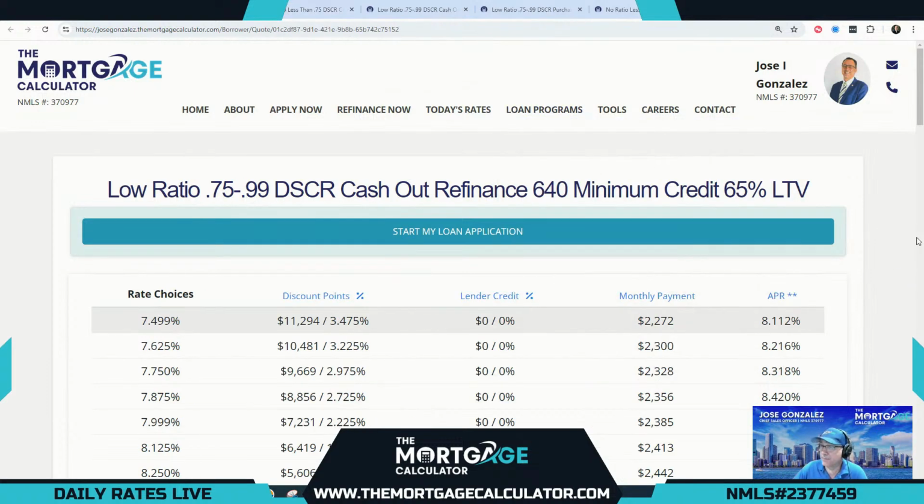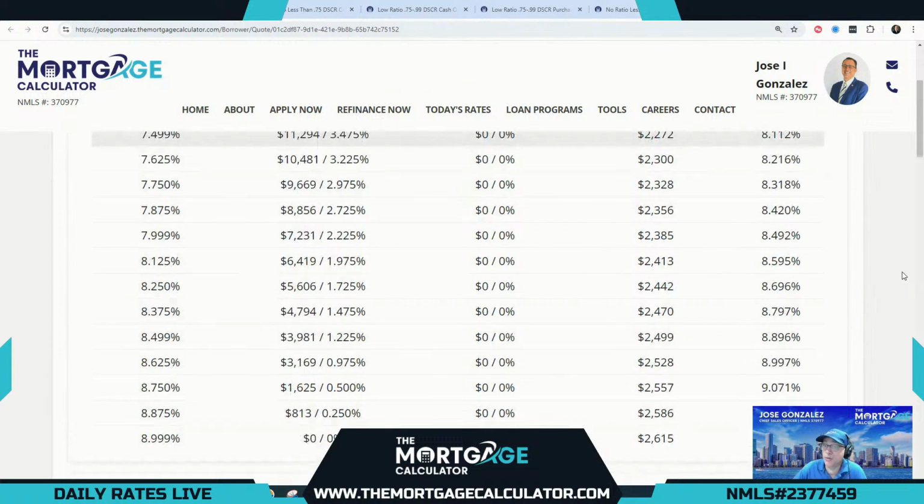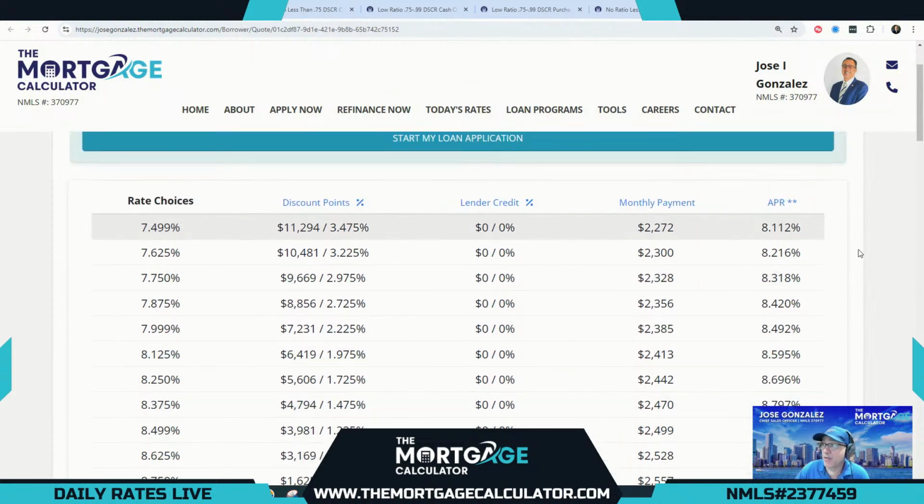And our last option here, again, the low credit score option, minimum credit score of 640 for this option. This is our low ratio, 0.75 to 0.99 DSCR cash out, with a minimum 640 credit score, can still attain 65% LTV. And I'm sure this is music to some ears out there that I'm sure we will be getting reached out to. 8.999, actually, with a lender credit of 0.025 points. And you can buy that down all the way to 7.499 for a cost of 3.475 points. So some amazing low and no ratio options here.